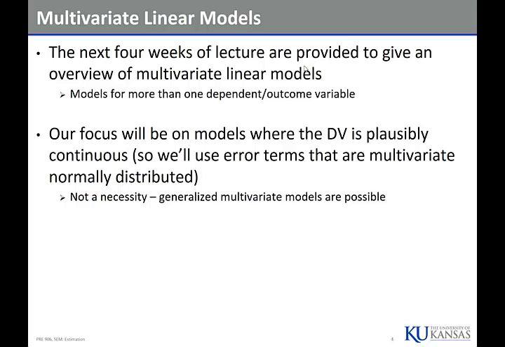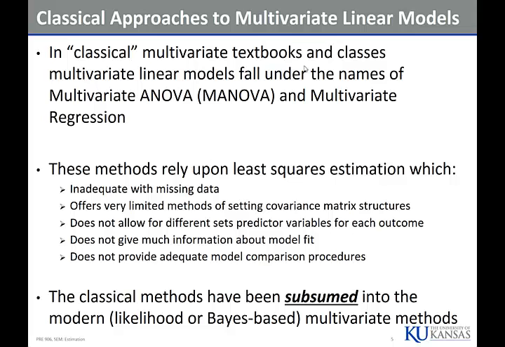There are other multivariate models. These are generalized models, is what they're called, with outcomes that are not quite continuous. Or you could have mix and match. Maybe one outcome is continuous, maybe one is not. But we are not going to cover those in this class as much. That's a different class. Moving forward.